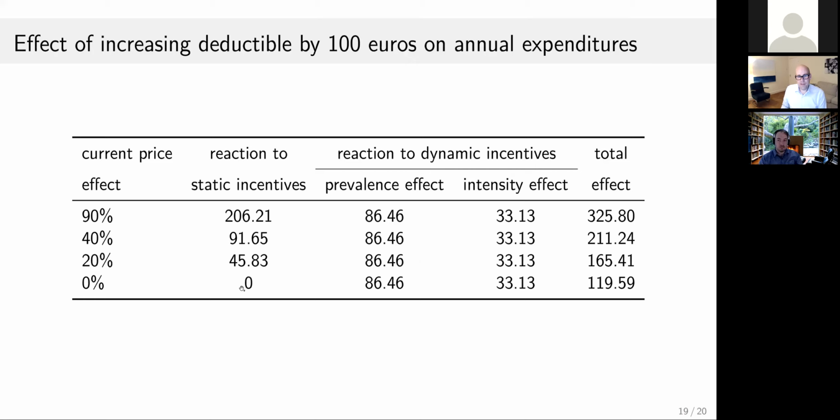And here we have put the reaction to static incentives as a comparison. We don't estimate the parameter we need to calculate that. This is done in another paper that we have written, and we find an estimate of 40%, which is incredibly close to the estimate Brot, Goldberg and others find. So therefore, we say, 40% is our favorite estimate. If we have 40% and if we have these incentives as estimated before, then the effect of static incentives will be 91.65 euros.